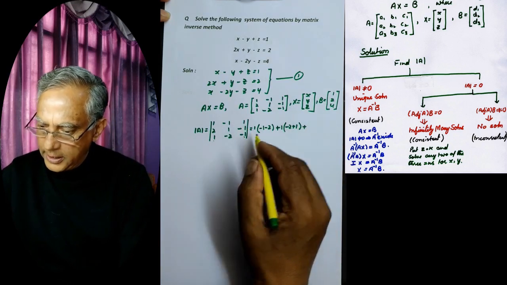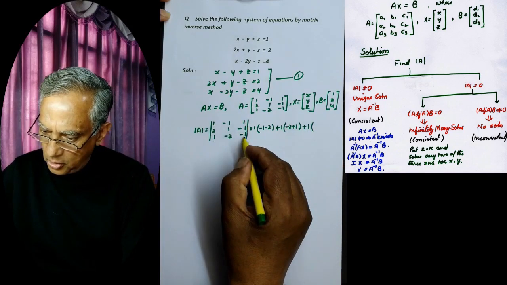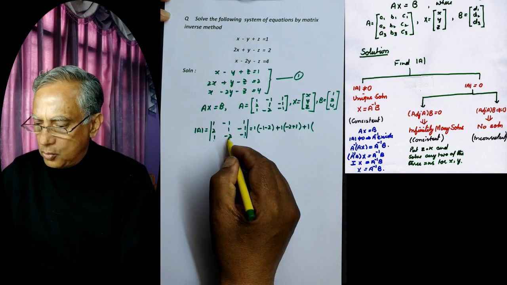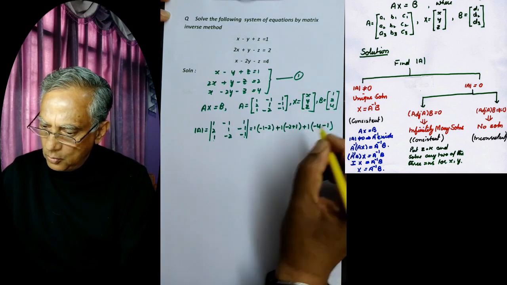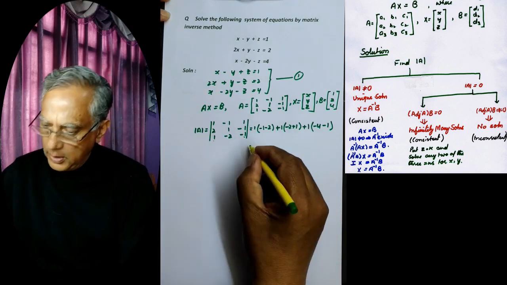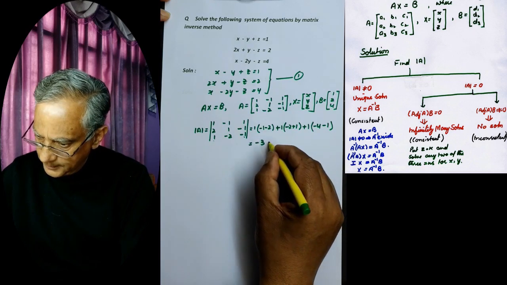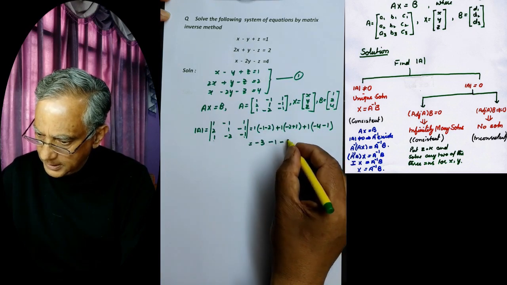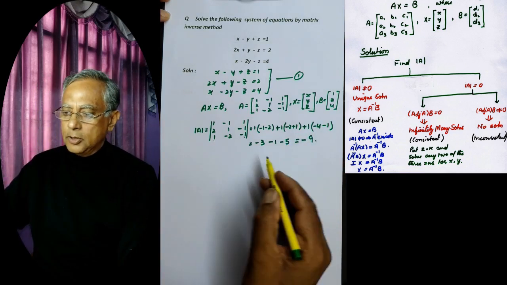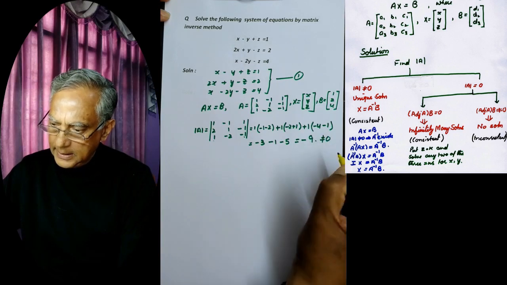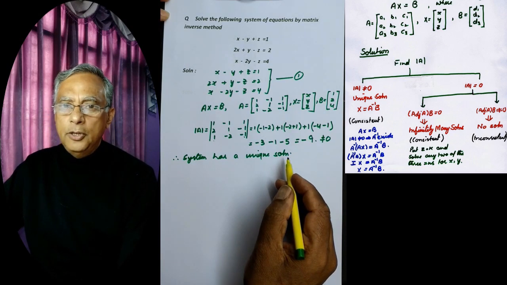And next is this. So we will have alternate plus minus, plus minus plus. So 1 into, now this is gone, this is gone. 2 into minus 2 is minus 4, minus 1. Minus 4 minus 1. So this is equal to minus 3, minus 1, minus 5. This is equal to minus 9. So determinant is minus 9 and which is not equal to 0.